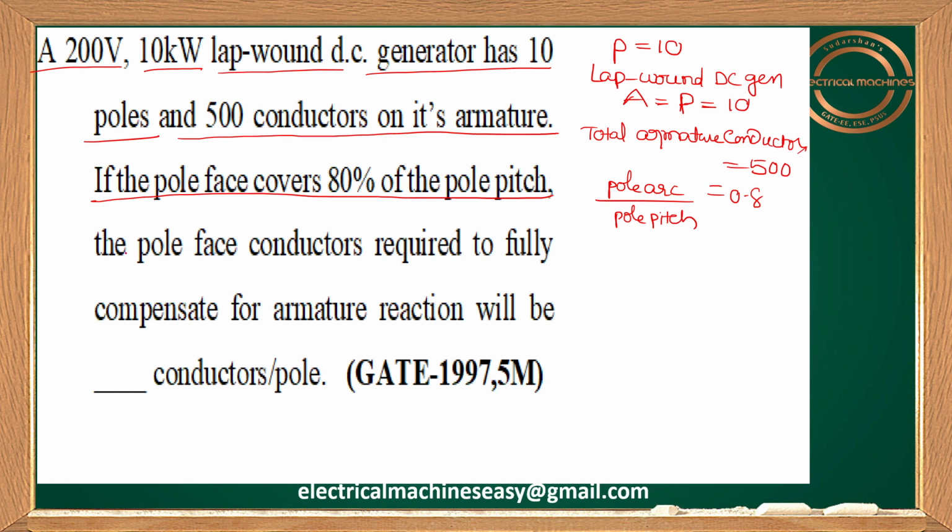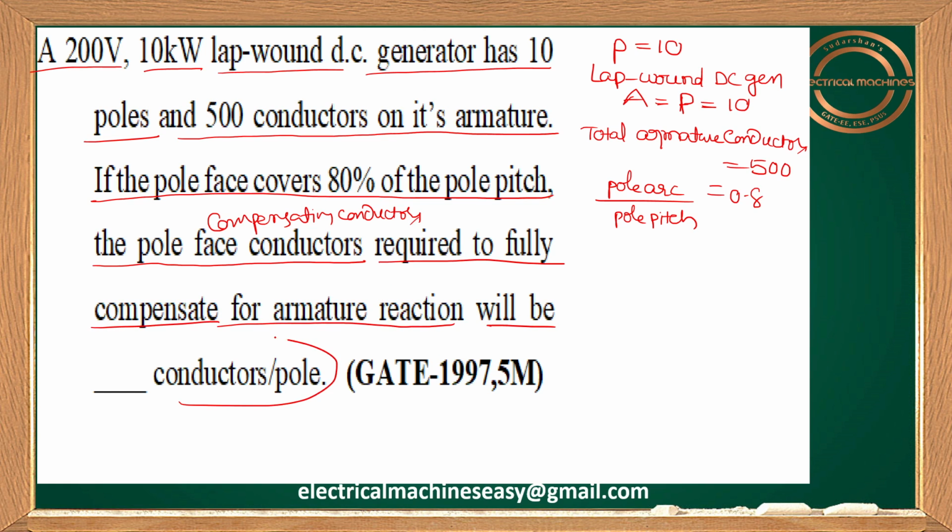Then what is he asking? The pole face conductors, that means he is asking for compensating conductors. Pole face conductors, or compensating conductors, required to fully compensate for armature reaction will be dash conductors per pole. He's asking for ZC. What is the nomenclature for ZC? Compensating conductors per pole.